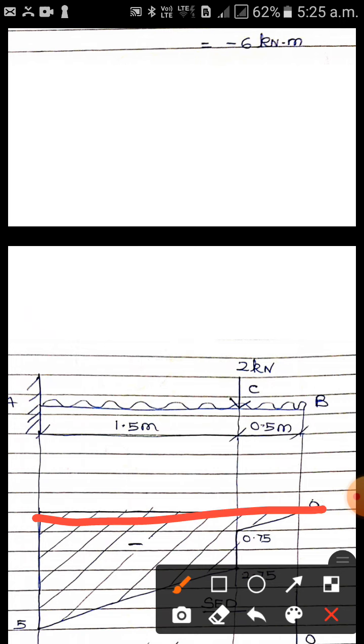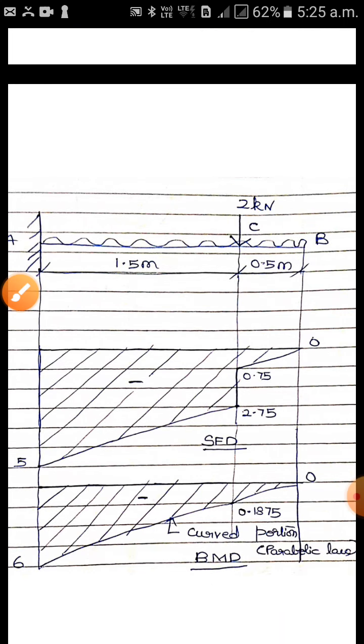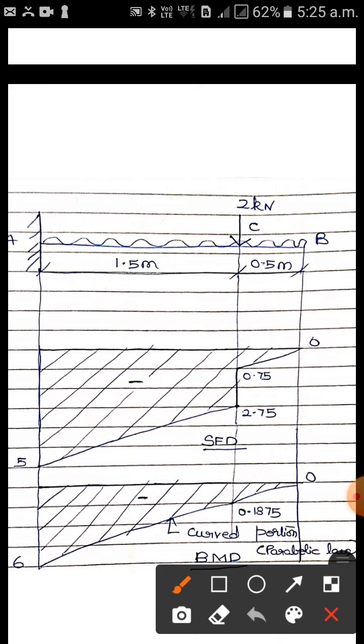So B right and B left, 0. C left, minus 0.5. You also have minus 0.25, sorry, minus 2.75. Mark all the values at C. And for A it is 5 and 0. So mark all the points. Then you can join them using straight lines. Whether you have a UDL or a point load, when drawing the shear force diagram for a cantilever, you can join by using straight lines.